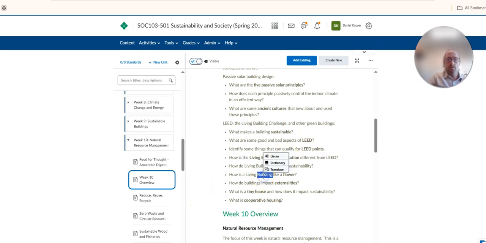And then remember, they use the flower as their symbol, because the flower only uses the water that falls on it and the energy that hits it, right? And so they want a building to act kind of like a flower, and also the beauty aspect of it as well. And we looked at some of the externality impacts of buildings.